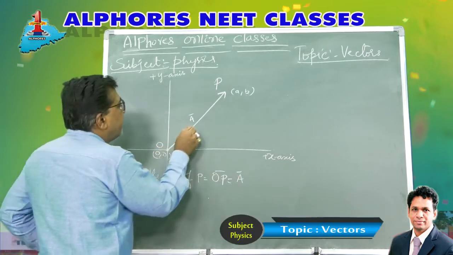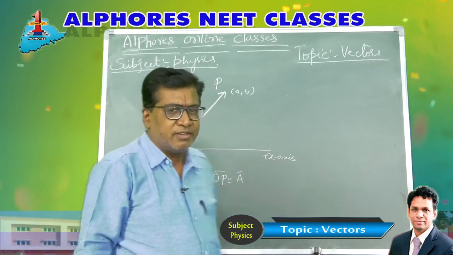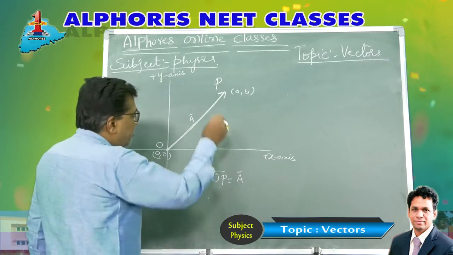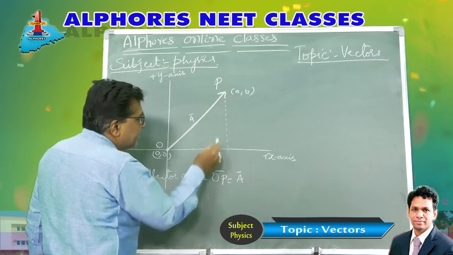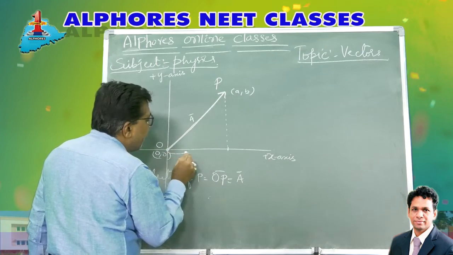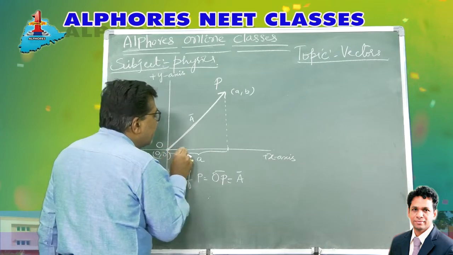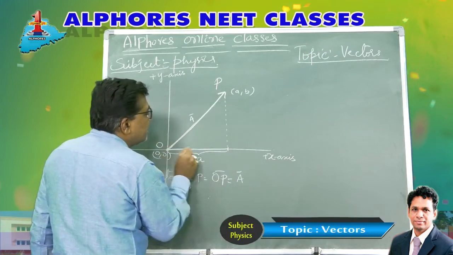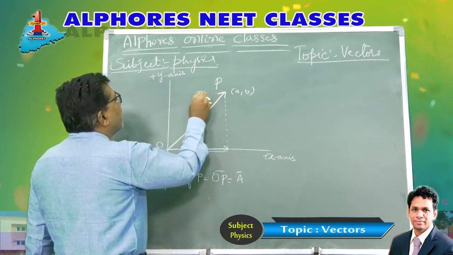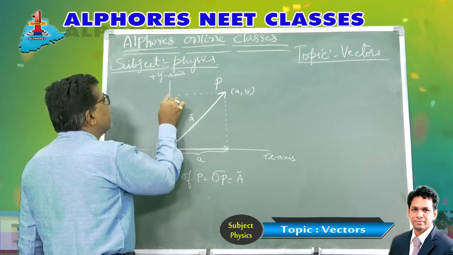Now, how to define this mathematically? Mathematically I have to put it in vector notation. So represent this vector in vector notation. Now which way? Drop a perpendicular. When I drop a perpendicular like this, the point where this line hits the x-axis, this value is a. So the vector has a component along the x direction. This is a units along the x direction. Now drop a perpendicular onto the y-axis. This value is equal to b.